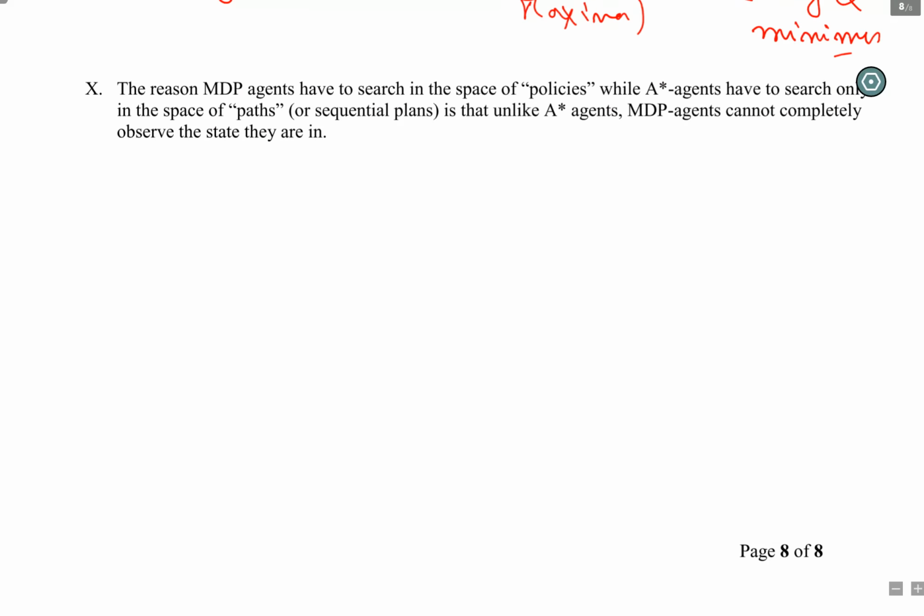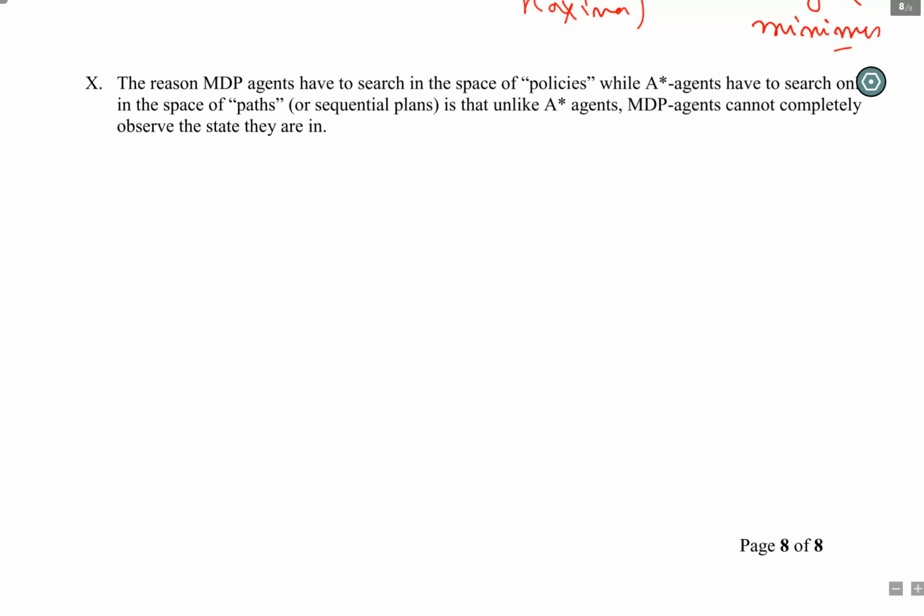Then finally for the MDP thing, the answer is that it has nothing to do with being able to observe. In fact, MDP agents, to even do their policy, have to know which state they are in. The reason MDP agents are looking for policies is because after they do an action, they can't be completely certain which state they will go to. They can only be probabilistically certain. And so you really need to know what to do whichever state you get into. So the reason they search in policy space for policies rather than for sequential paths is because their actions are stochastic. So the answer again here is false.